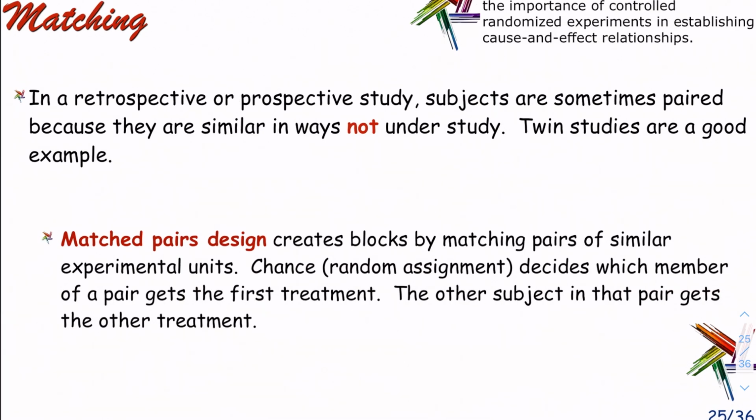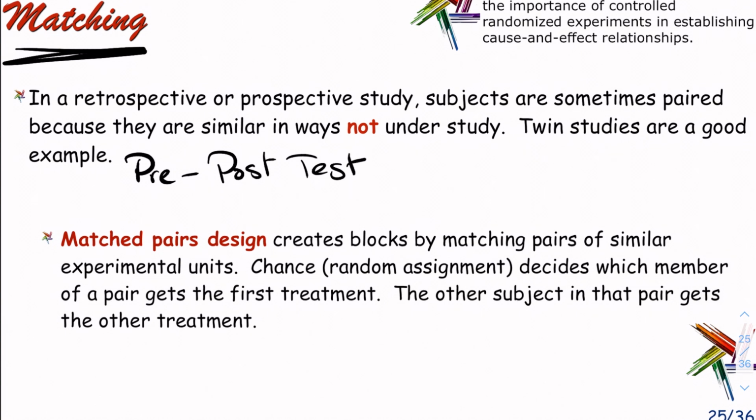Other types of experiments that we will see. So this next thing is matching. In a retrospective or a prospective study, subjects are sometimes paired because they are similar in ways not under study. So twin studies are a good example of this. Other things like pre and post tests are really good matching because you're the same person.